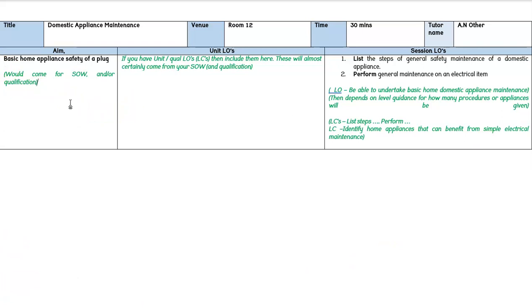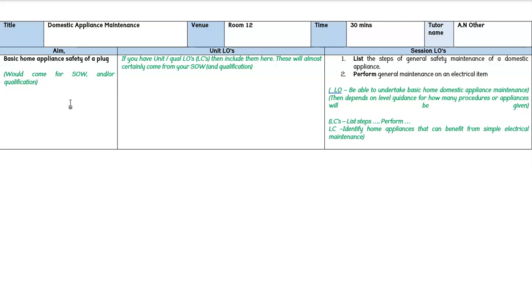So, aim, outcomes, criteria, it all gets a little bit confusing. So first of all, the aim is what you're basically going to try to do in that session. Now in a normal qualification it would come from your scheme of work and/or the qualification itself. So in this case the aim is basic home appliance safety of a plug, or safety.